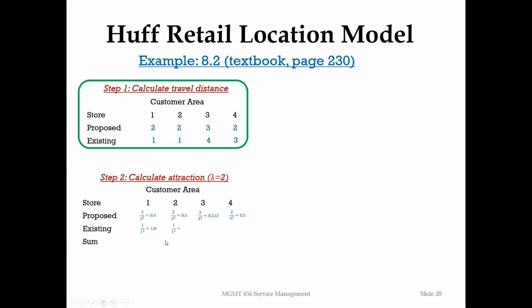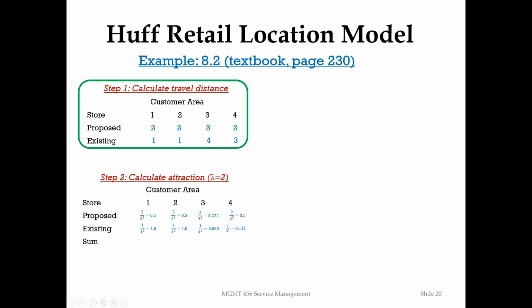We can also do custom area 2. Numerator is 1, denominator is travel distance, which is 1. For custom area 3, numerator is 1, and denominator is 4. Travel distance is 4. And for custom area 4, numerator is 1, denominator is 3. So that's how we calculate attraction for each store in each area. So we get A numbers.